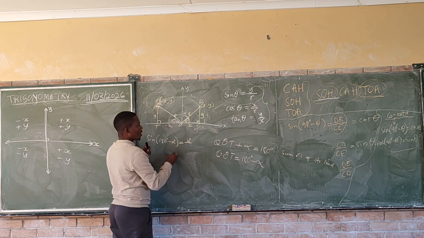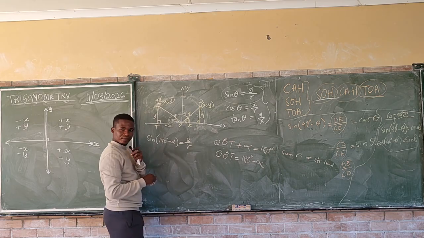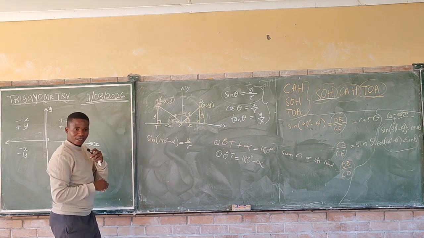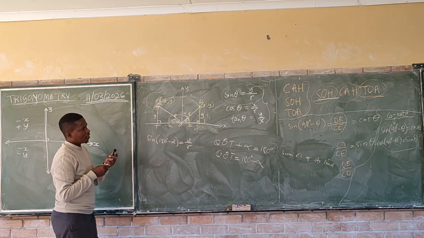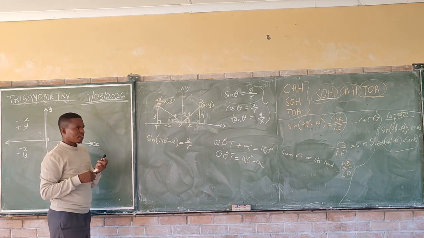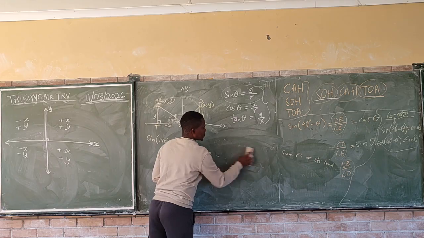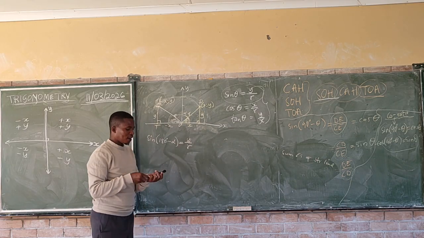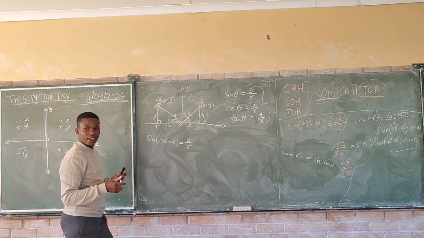y over r. Is that clear? And it's positive. Yeah? Now let's go to quadrant number 1. Is there anything equal to that one? Is there anything that equals y over r? Which one is it? The sine of theta.